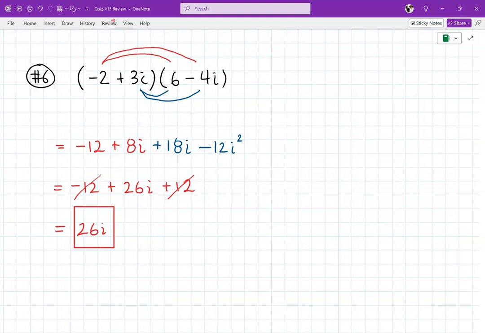Don't forget about that. Just a real quick note, just in case people are wondering what the heck did you do? A negative 12i squared is the same as a negative 12 times a negative 1. So that's just a positive 12, okay? Just in case you're wondering what happened to that negative 12i squared, it just becomes a positive 12.